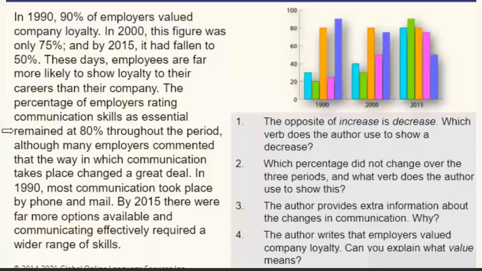The next one: the author provides extra information about the change in communication. Why? He says that the data has not changed, but the way that they communicate has changed. Okay, so it's not really the data that's affected, it's the way that they communicate that is different.